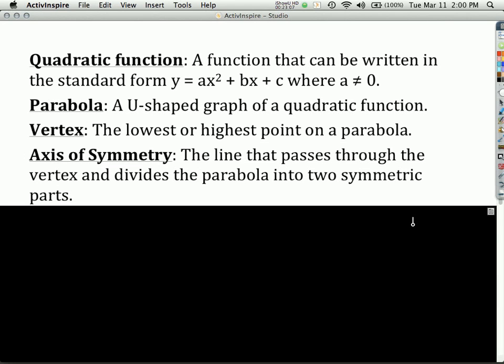The axis of symmetry. One interesting aspect of parabolas is that the right side is a mirror image of the left and vice versa. And all mirror images need a mirror in the middle. The mirror in the middle for a parabola is called the axis of symmetry. The axis of symmetry will pass through the vertex, no matter what. And it will divide the parabola into 2 symmetric mirror image parts.